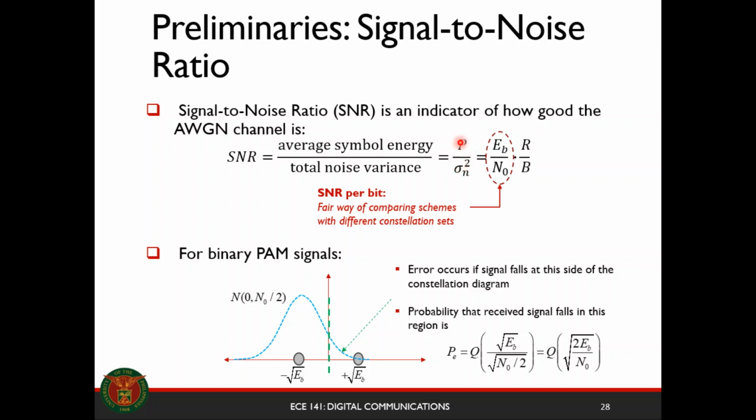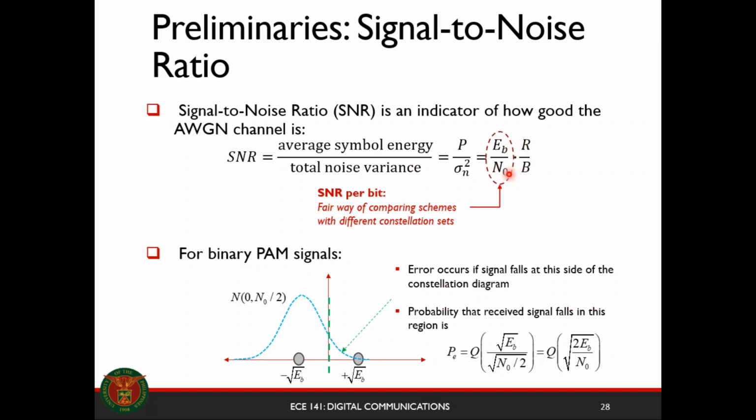Well, it just becomes this: P here is basically your energy per bit multiplied by your bit rate. So energy per bit multiplied by your bit rate, that's the power. Your noise is basically the power spectral density of noise multiplied by your bandwidth B.